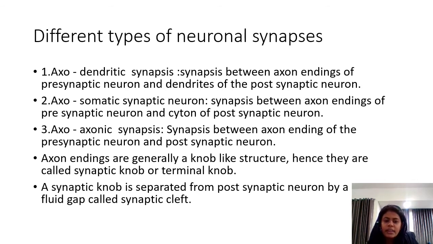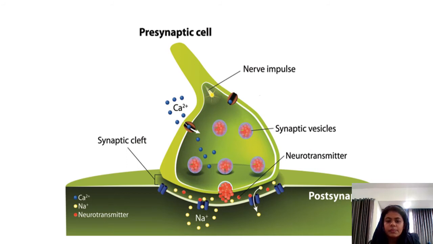The axon endings are generally knob-like structures, which are called synaptic knobs or terminal knobs. A synaptic knob is separated from the postsynaptic neuron by a fluid-filled gap, which is called the synaptic cleft. In this picture, you can see the synaptic cleft.